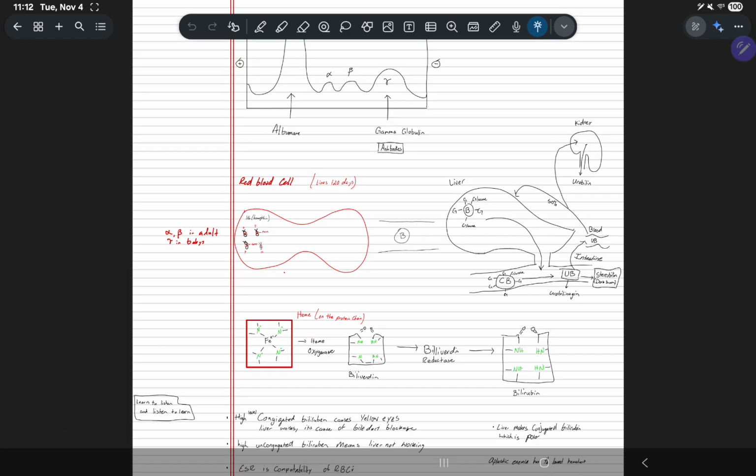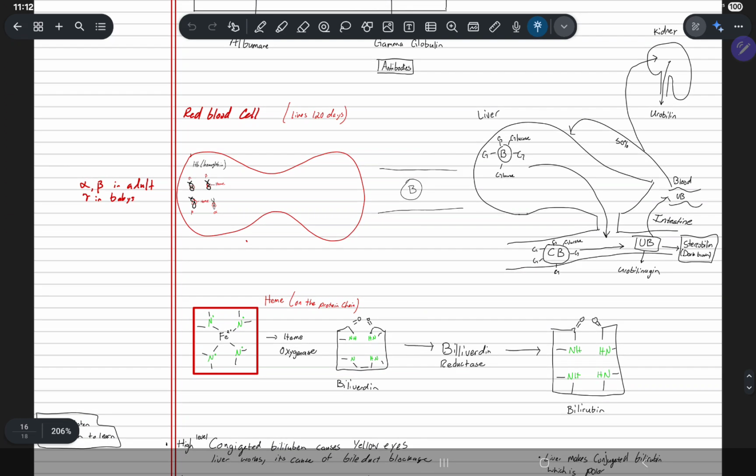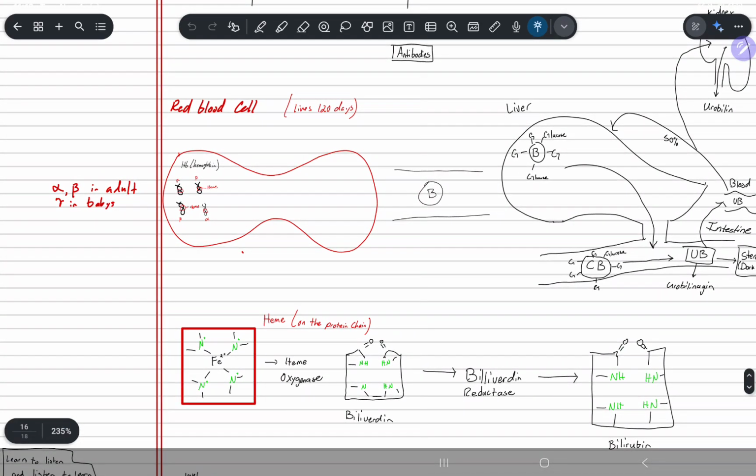All right, next we're going to go over how these red blood cells are removed from the body. So red blood cells have about a lifespan of 120 days. So it's a pretty long time. But after that, they need to be removed, and the spleen comes into play here. The spleen is like a giant sponge or a giant filter.